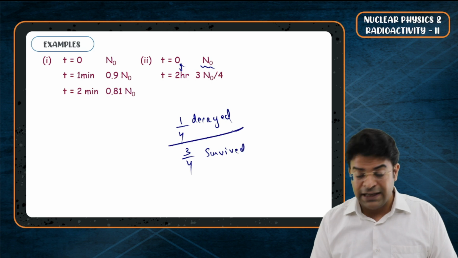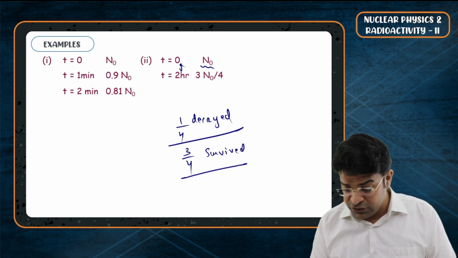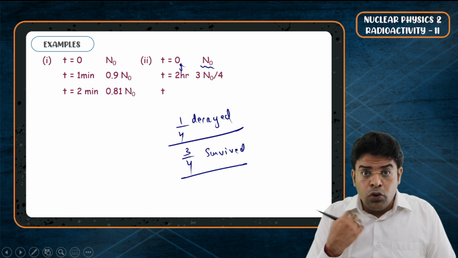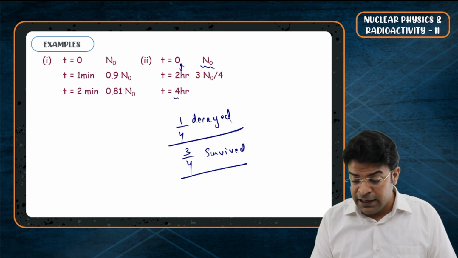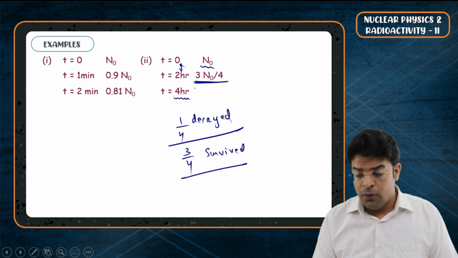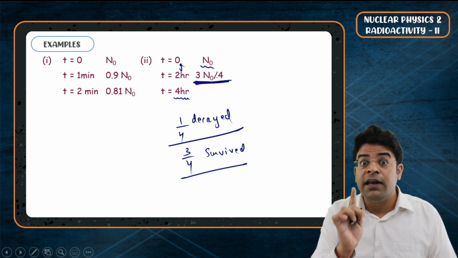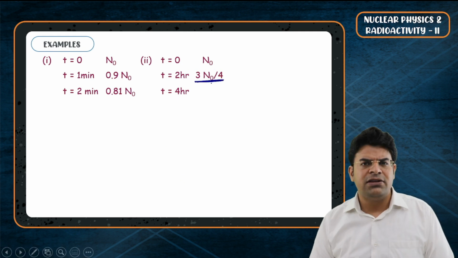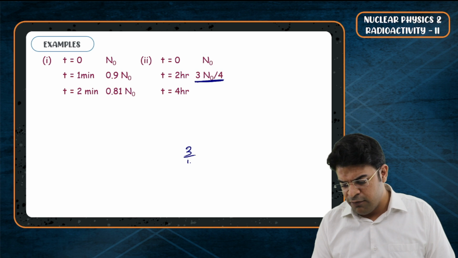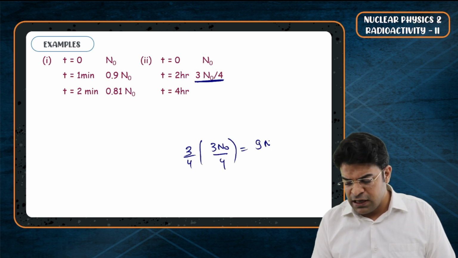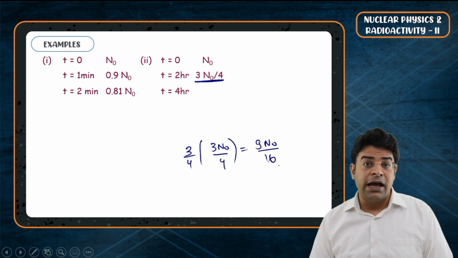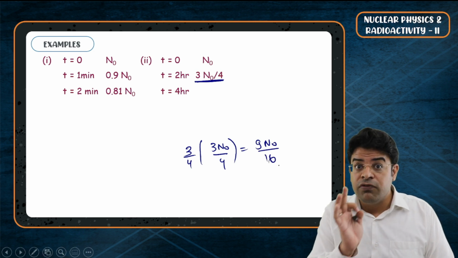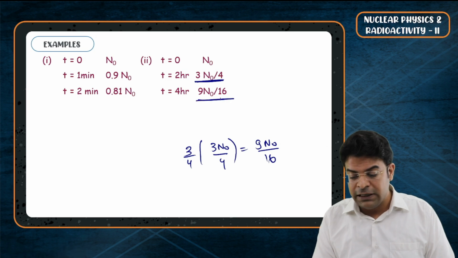If 1/4 has decayed and 3/4 have survived, then after 2 more hours, that is from the beginning at time equals to 4 hours, 1/4 of remaining will decay and 3/4 of remaining will survive. And what will be 3/4 of this remaining? So 3/4 of this remaining will be 3 by 4 times 3 N naught by 4, that will be equals to 9 N naught by 16. At time equals to 4 hours, the number of active nuclei has to be 9 N naught by 16.